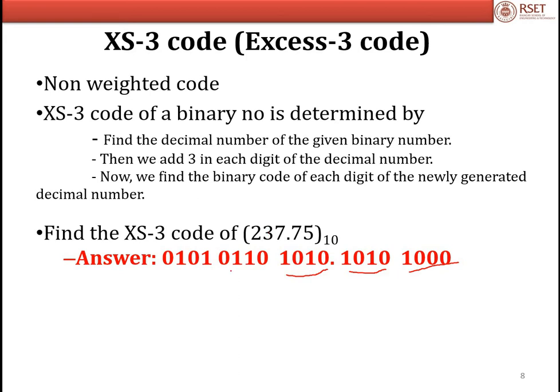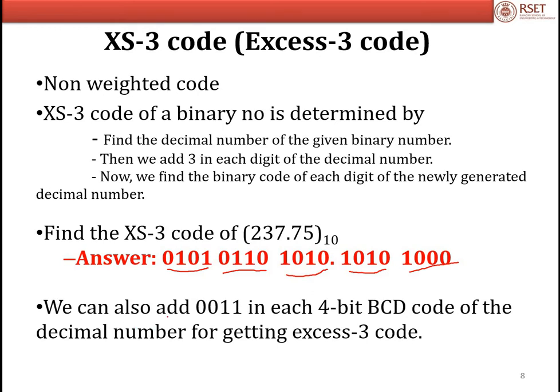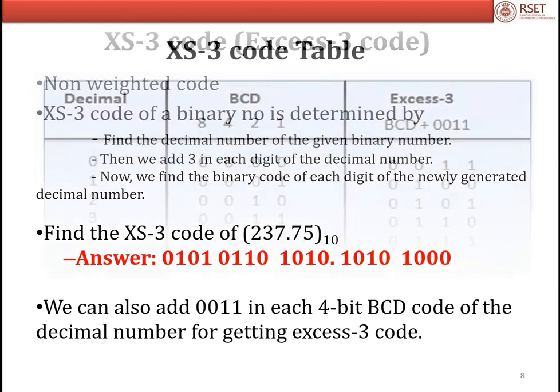3 plus 3, it's 6. Its corresponding code is written. 2 plus 3, it's 5. Its corresponding code is written. So we can also add 0011, that is 3, in each 4-bit BCD code of the decimal number for getting XS3 code.